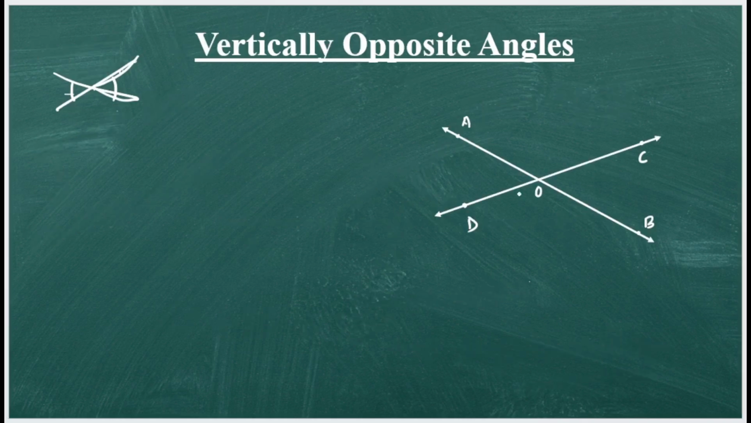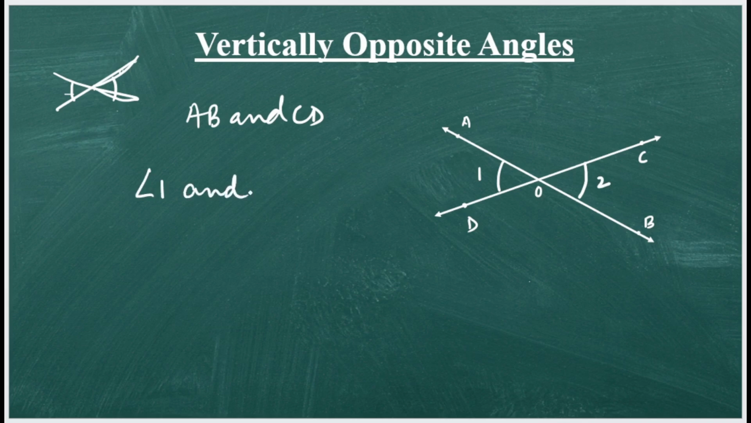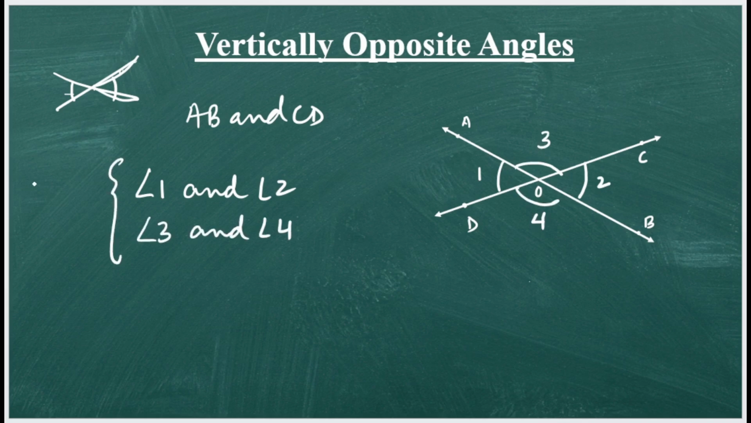Vertically opposite angles. Look at this one. The lines are AB and the lines are CD. So AB and CD are intersecting lines. They are cutting each other at O. So they form four angles. So angle 1, angle 2. So angle 1 and angle 2 is one pair of vertically opposite angles. You can tell that they come opposite to each other. The other pair is angle 3 and angle 4. So always remember, when two lines intersect, they form two pairs of vertically opposite angles.